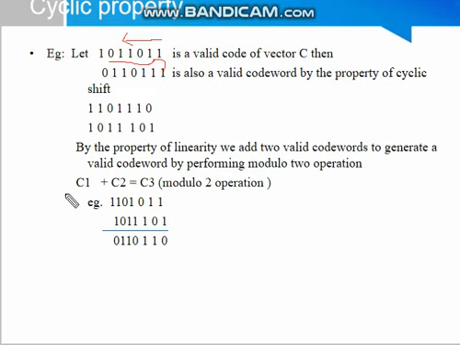Similarly, the property of linearity states that if we perform the exclusive OR operation, that is a modulo 2 operation, between the two code words C1 and C2, it will result in a valid code word C3. XOR operation. So 1 XOR 1 you get 0. 1 XOR 0 you get 1. 0 XOR 1 you get 1. 1 XOR 1 you get 0. 0 XOR 1 you get 1. So in this manner we get another valid code word, that is your C3.